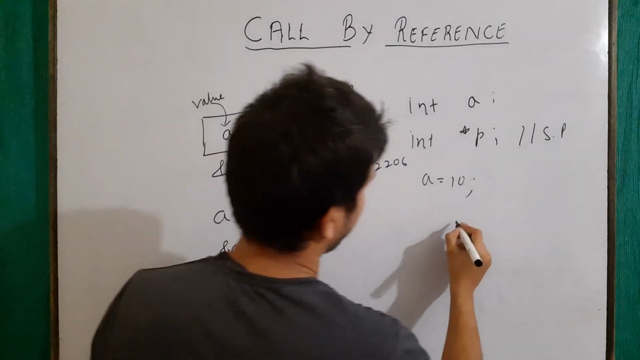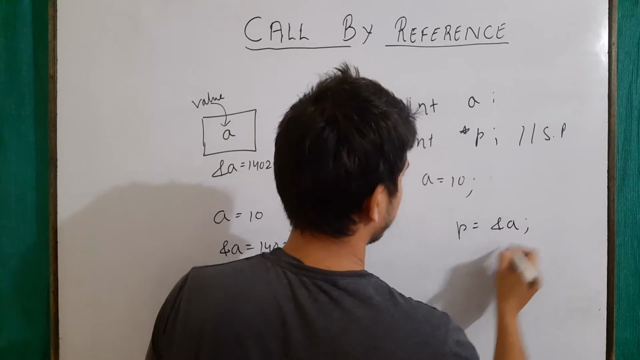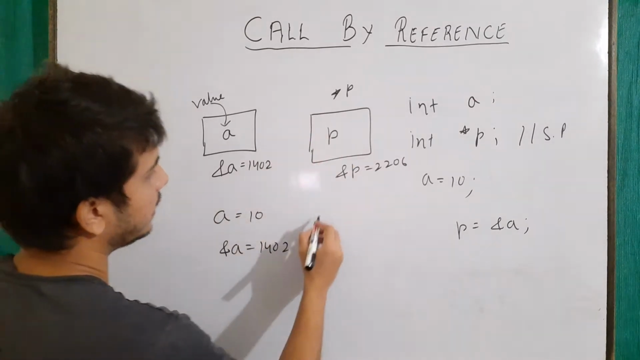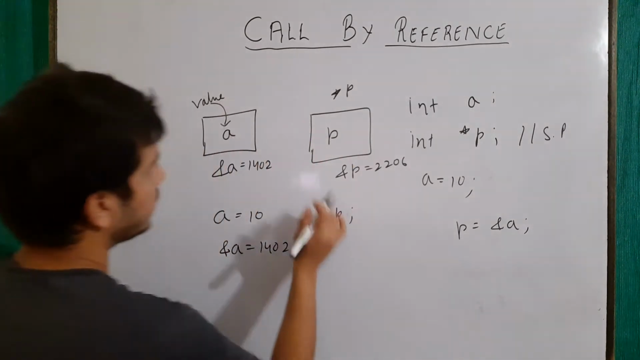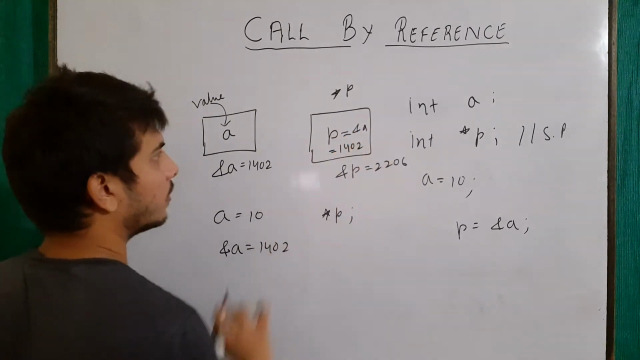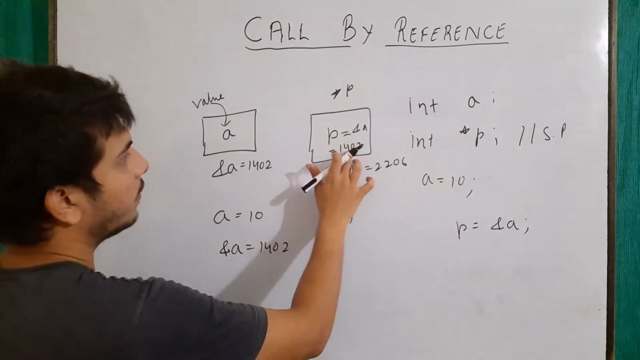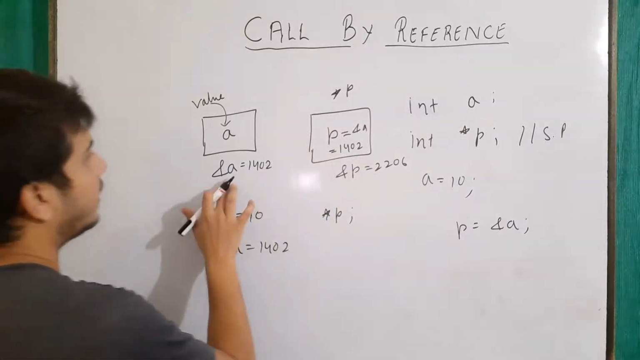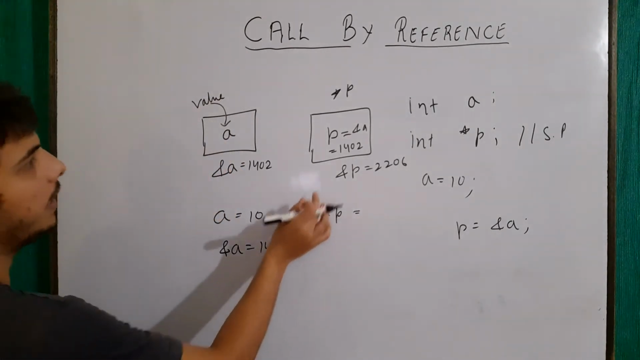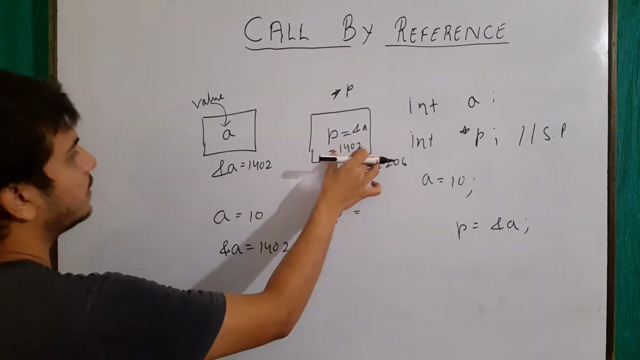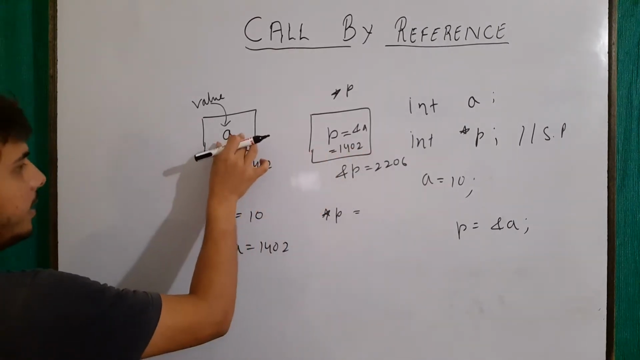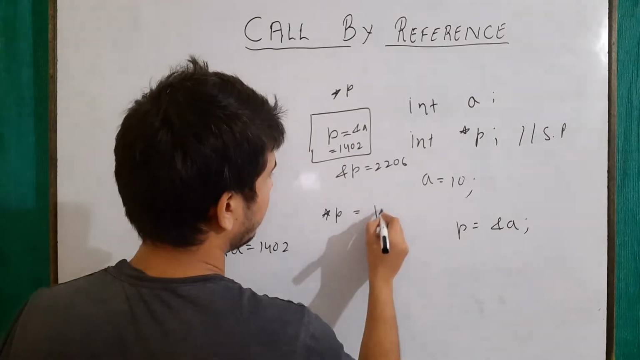For example, if I write p equals &a, now p is pointing to this location. So here *p means what is present at the address p is pointing to, the address of a, which is 1402. Right now if I do printf of p, it will give me 1402, whatever the address of a is. Now *p means what value is present at this address. At this address 1402 is a. What is the value of a? 10. So it will give me 10.